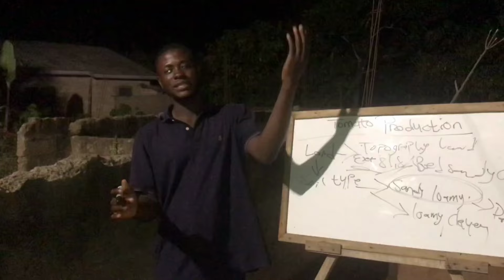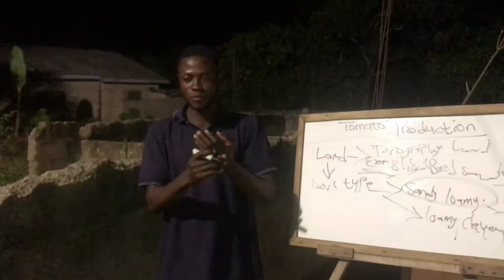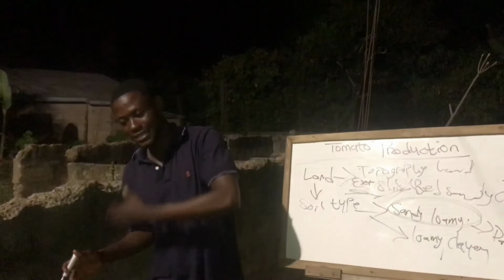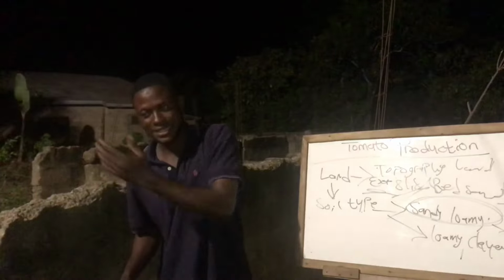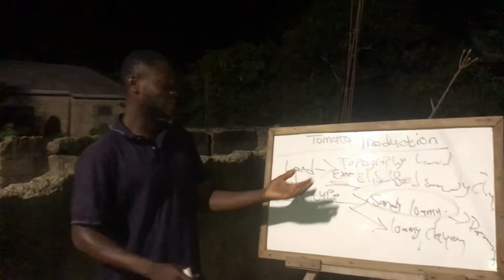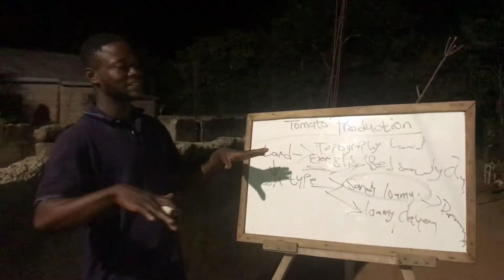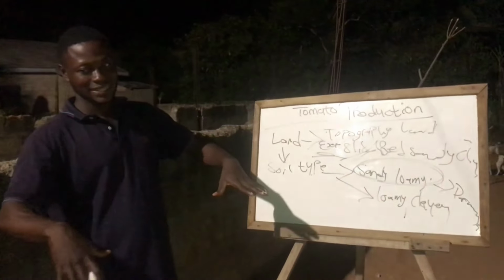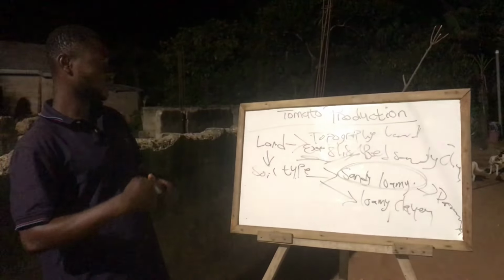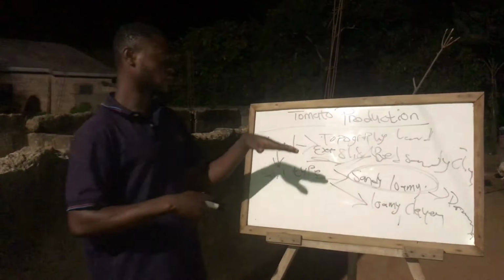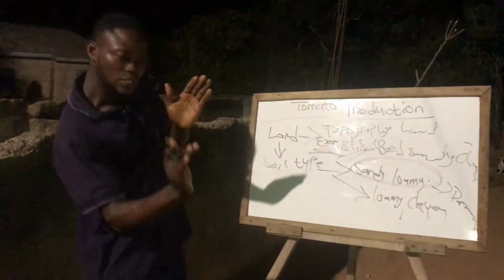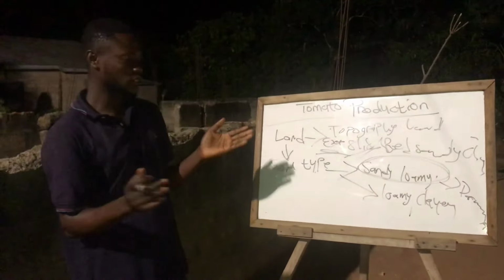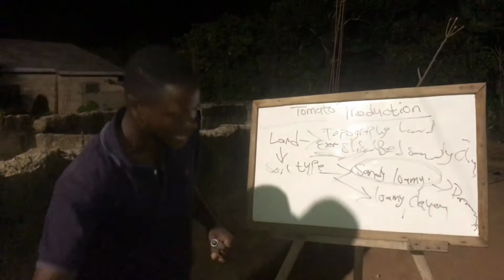As in, once you have experienced too much rainfall, there should be an access for the excess water to leave the land. When it is flat, sometimes the rain or the water can stack in the land, which is not ideal. So you have to go for a slightly sloped land, which is okay. So that is about the land.